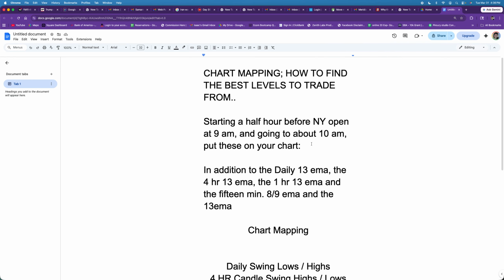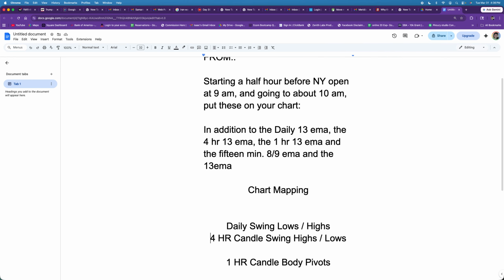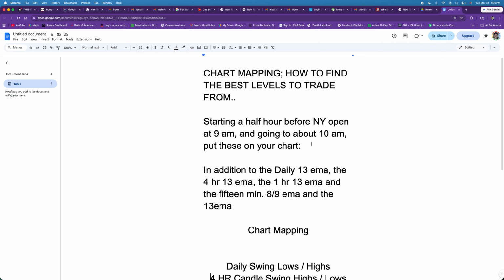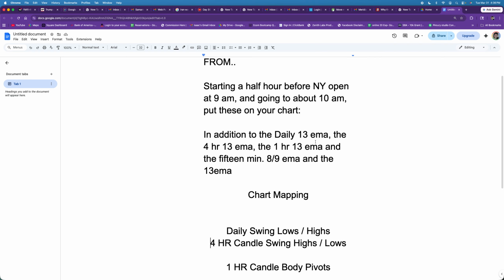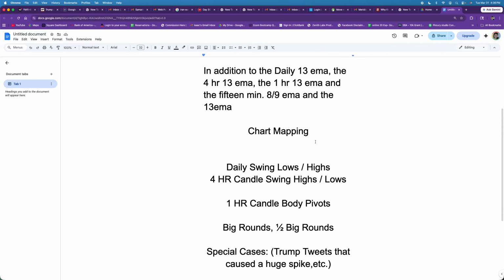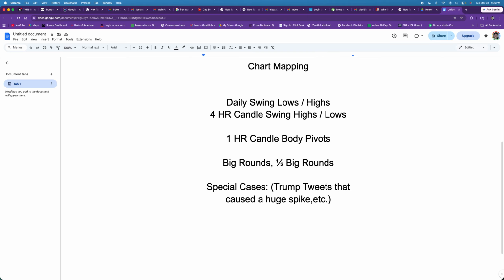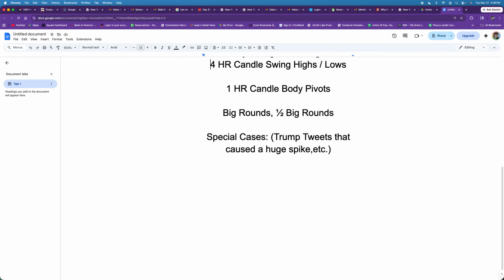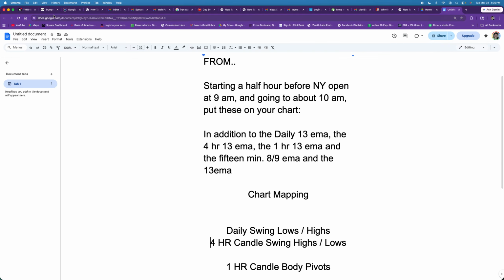They are simply the 13 EMAs on the larger frames, like the daily, 4 hour, 1 hour, and then the 15-minute has the 8 and 9 and the 13 frame. And then you've got your daily swing highs and lows, and I showed you how to identify those: 4 hour, 1 hour, big rounds, half big rounds, and your special cases like your Trump tweets, things like that.